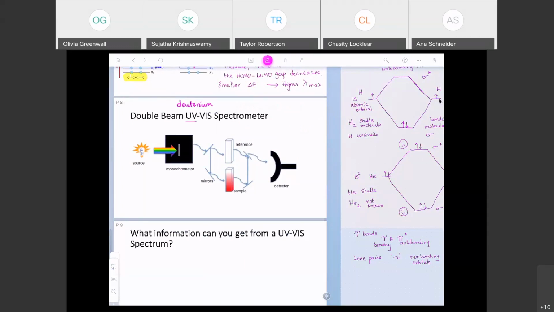It comes through a slit, so you get a narrow beam of light. You have mirrors that focus. It's called a double beam because you're going to get two beams of UV vis light. Here is beam 1 and here is beam 2. And you have the sample in what is called a cuvette. So the sample, whether it's a solid or liquid, must be dissolved in a solvent.